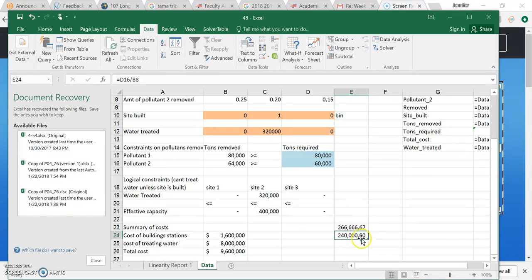What that means is that we're going to actually pull out more of pollutant 2 than is required because we have to treat all these 266,000 gallons of water. Now, the reason that you also include whether or not the site was built, which is this B10, is so that if you choose not to build the site, it zeroes out and you don't allow any water to be treated at the plant. Because if you can treat water without building the site, that would obviously be the most cost effective. However, for obvious reasons, that's completely impractical. So we have to know we can only treat water at the plant where that was actually built. Okay, so that's the point of that constraint.